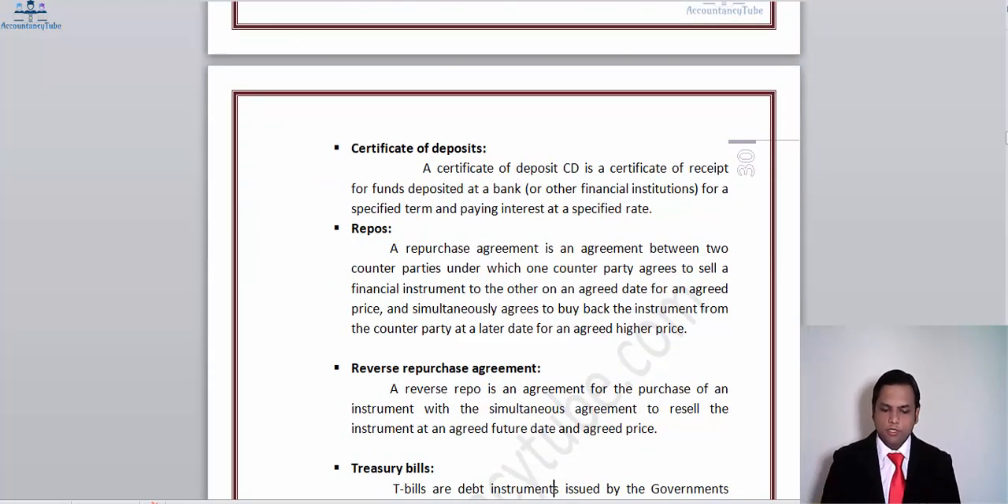Then we got certificate of deposit. Now, a certificate of deposit, or CD, is the certificate or receipt for funds deposited at a bank for a specified term and paying interest at a specified rate. It's a simple deposit, unlike a fixed term deposit.